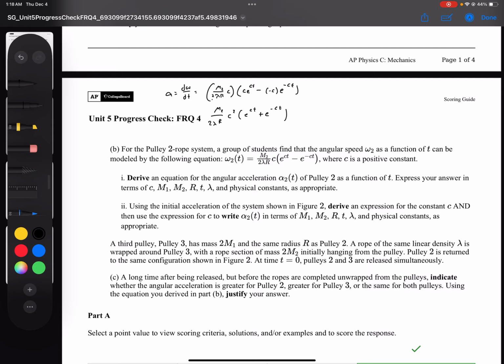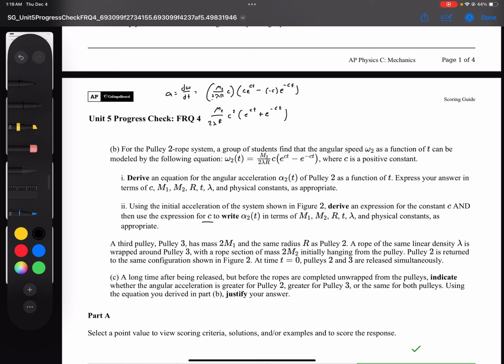And use the expression for c to write alpha 2 in terms of this. Oh, wait, no, that's for the second part. Express your answer in terms of c, m1, m2. Oh, yeah. So first part, we just take the derivative. All right. Now what we have to do is figure out what c has to be.